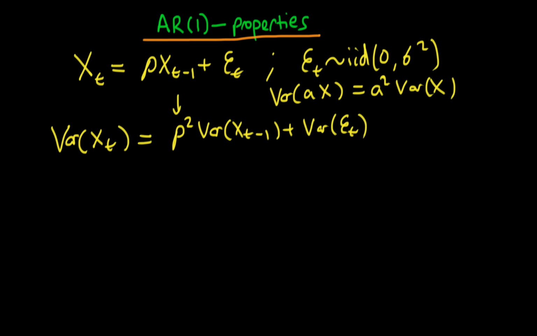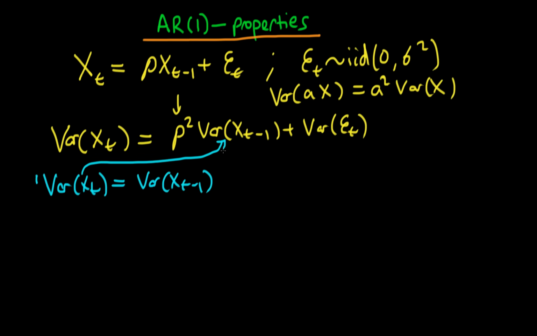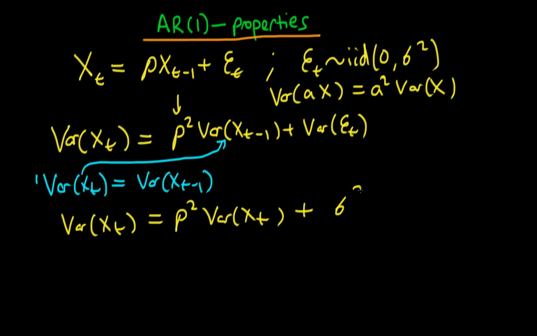Okay, so now we want the conditions under which we have that the variance of x_t is equal to the variance of x_{t-1}. So if we actually substitute this into the above expression, so explicitly we're going to substitute in for the variance of x_{t-1} here, we're going to have that the variance of x_t is equal to rho squared times the variance of x_t plus, well, we know what the variance of e_t is, it's just sigma squared, so we just get a sigma squared over here.